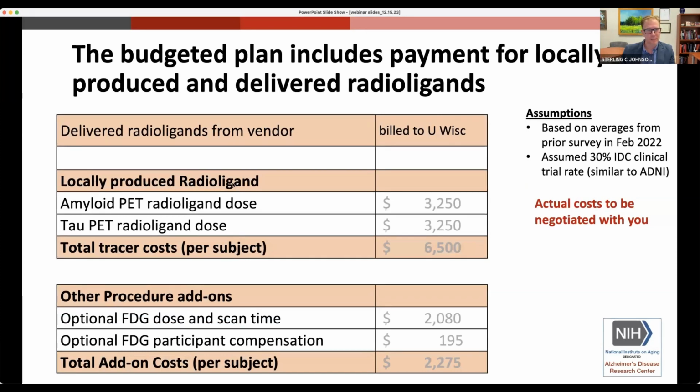For locally produced radioligands, depending on the dose and the agreement you have with the company, we'll be paying you for those, or you can request reimbursement for those. In some cases, this may come from the vendor, and then the vendor would pay us. It just depends on how your existing contracts are set up with some of these vendors. And again, the actual costs are going to be worked out with you for when you produce it locally. The ones that are delivered, we've already worked out those pricings with the companies, and we're getting a fairly good rate because of the leveraging power we have with all the ADRCs.